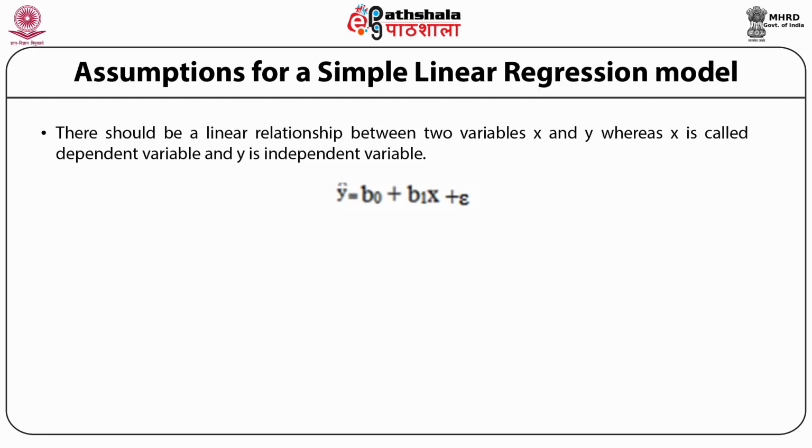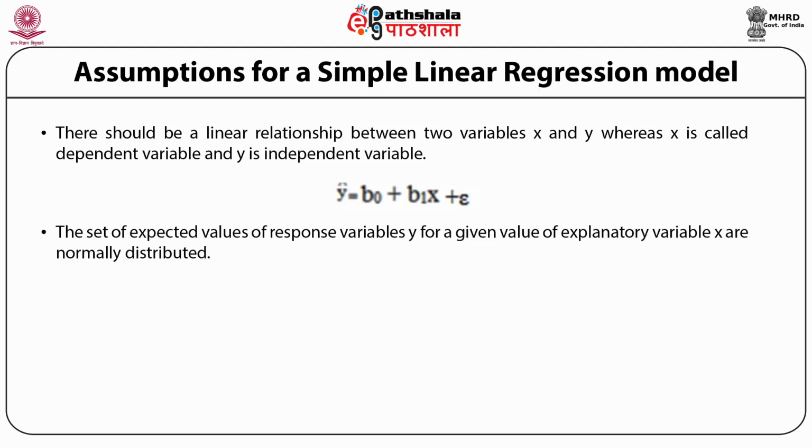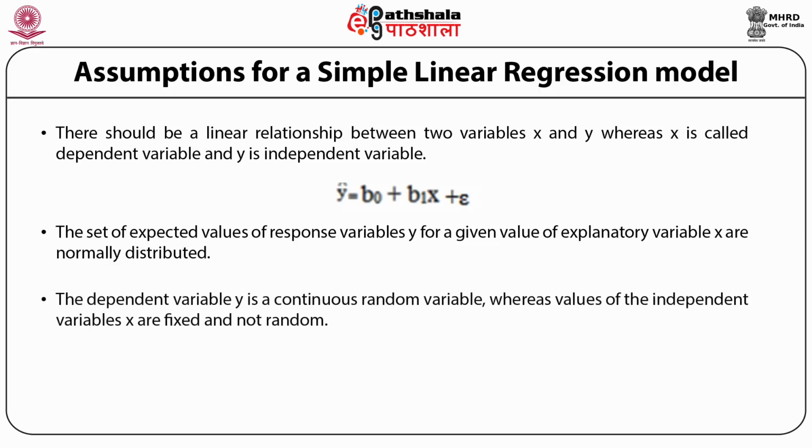The second assumption that we have to keep in mind is that the set of expected values of a response variable y for a given value of explanatory variable x are normally distributed. The mean of these normally distributed values fall on the line of regression. The third assumption says the dependent variable y is a continuous random variable, whereas values of the independent variable x are fixed and are not random.